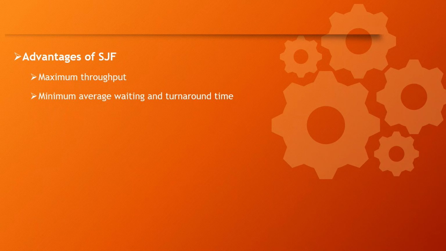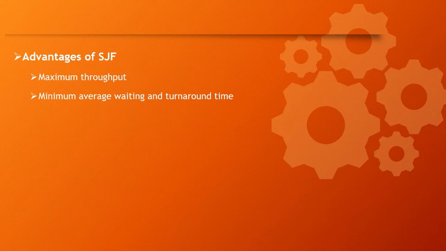Advantages: maximum throughput. The number of processes executed will increase when we use the SJF method. Minimum average waiting time and turnaround time, which we always look for in an algorithm. Waiting time should be less for all the processes. Turnaround time, which includes the waiting time plus the execution time, is also automatically reduced when the waiting time is reduced.